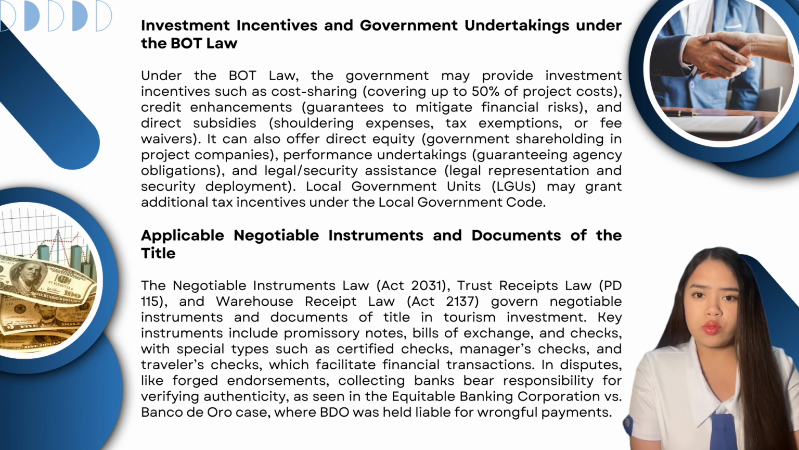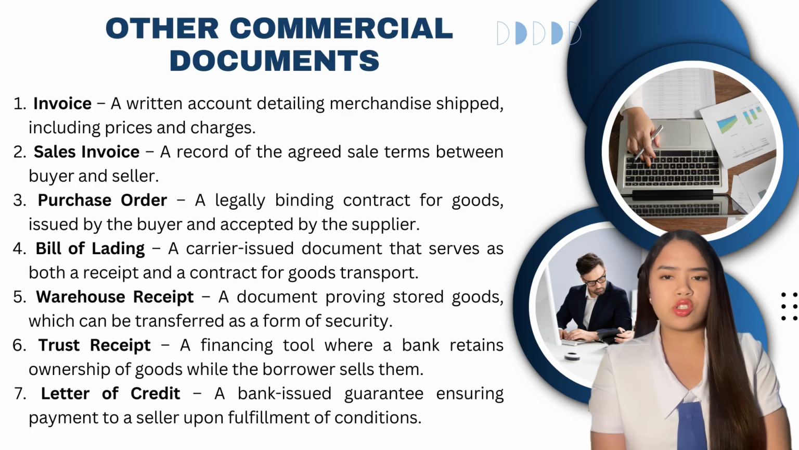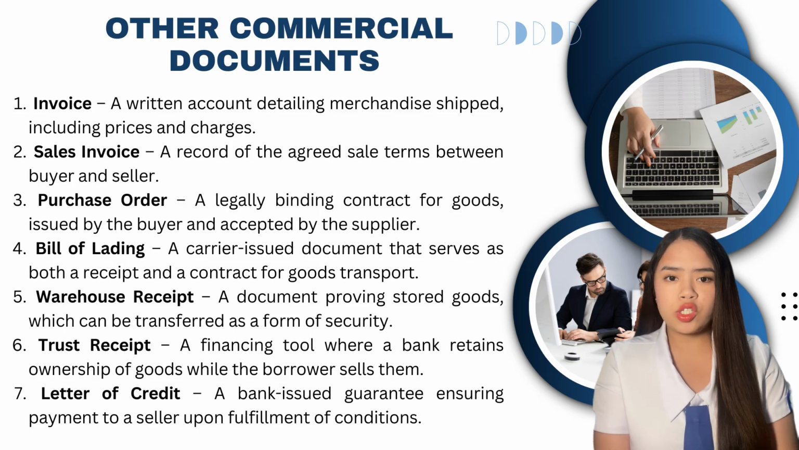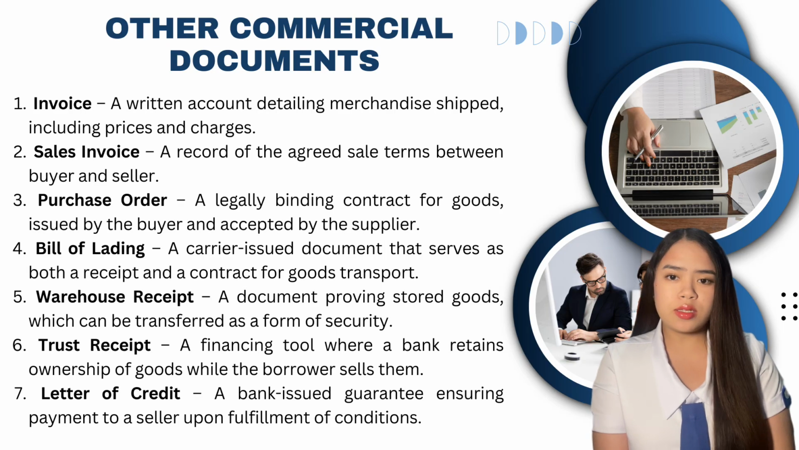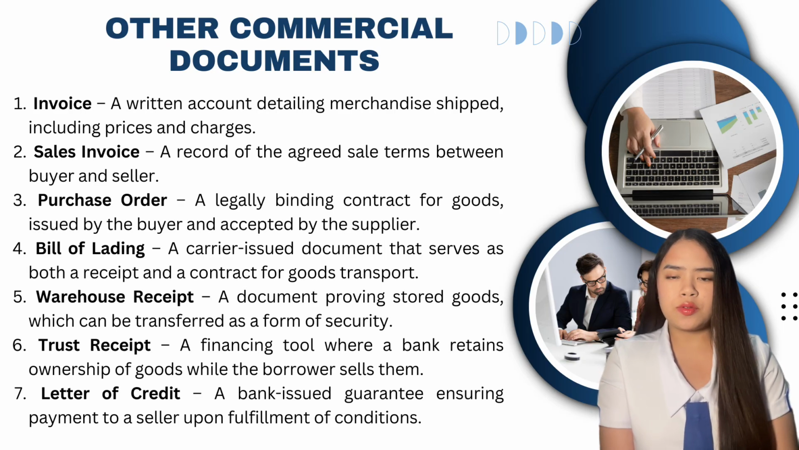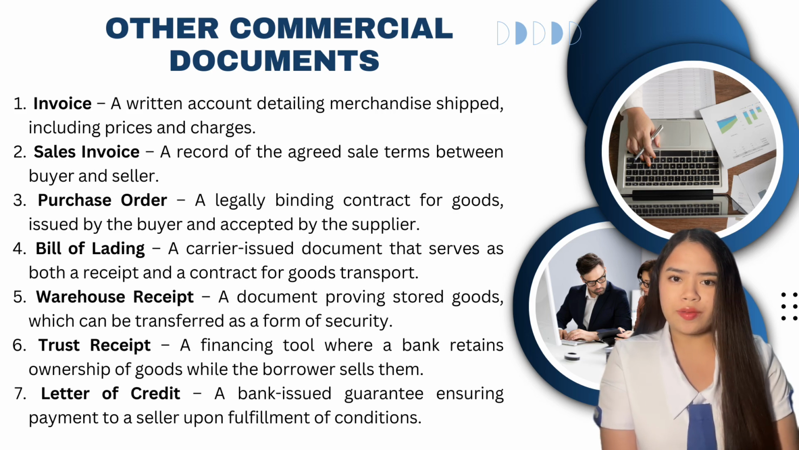In disputes like forged endorsements, collecting banks bear responsibility for verifying authenticity, as seen in the Equitable Banking Corporation versus Banco de Oro case, where BDO was held liable for wrongful payments. Other commercial documents: invoice, a written account detailing merchandise shipped, including prices and charges. The sales invoice, a record of the agreed sale terms between buyer and seller. Then purchase order, a legally binding contract for goods issued by the buyer and accepted by the supplier. Bill of lading, a carrier-issued document that serves as both a receipt and a contract for goods transport. Then warehouse receipt, a document proving stored goods which can be transferred as a form of security.